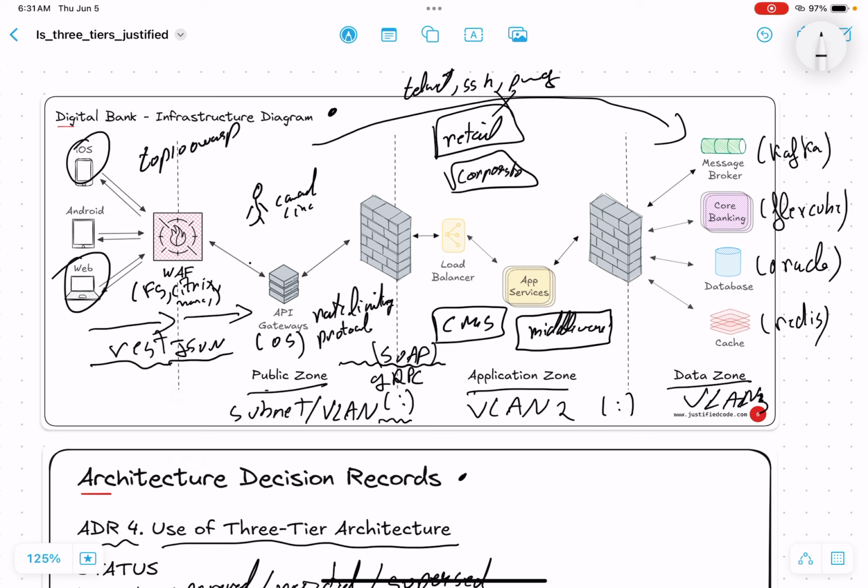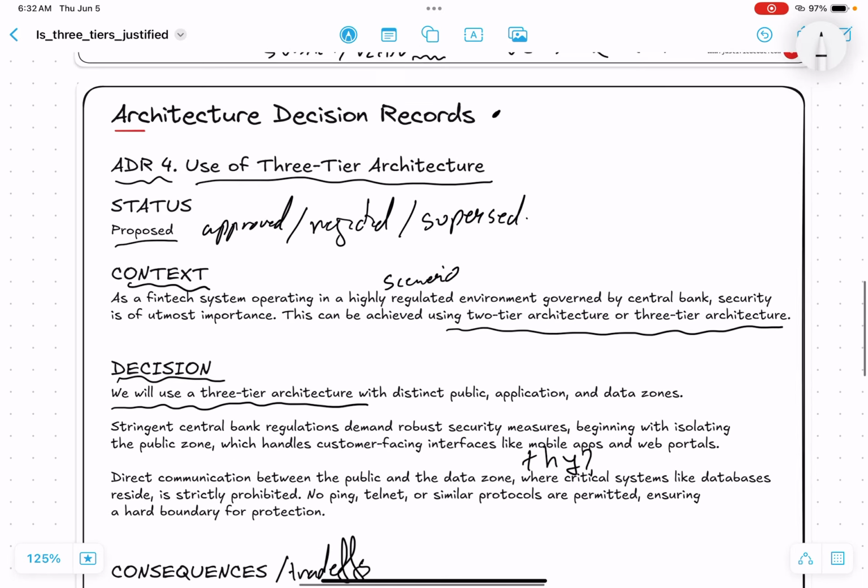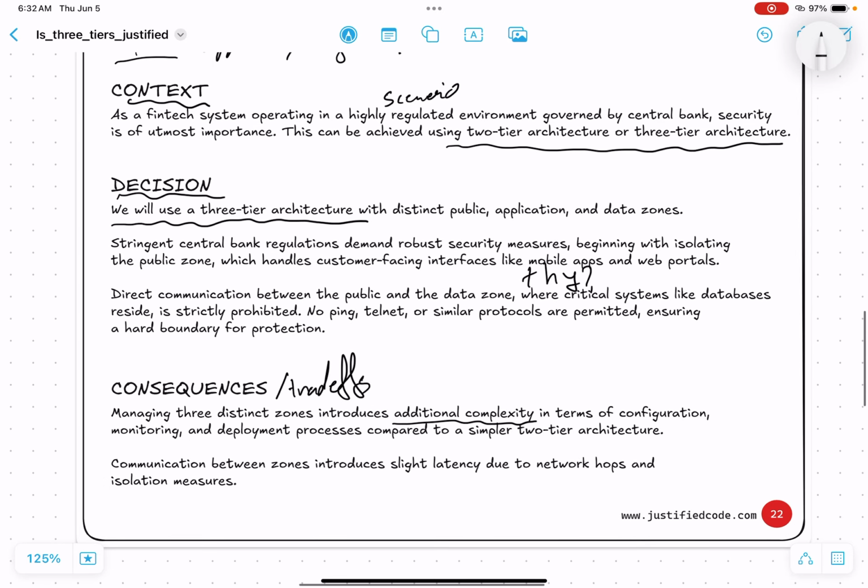So protocol translation means translating JSON to SOAP or gRPC. Among other benefits like authentication, caching, and logging, etc. You have all these features without writing them. You just configure the gateway. Kong is one of the API gateways that can be tried. So this is the added complexity, compared to a simpler two-tier architecture.